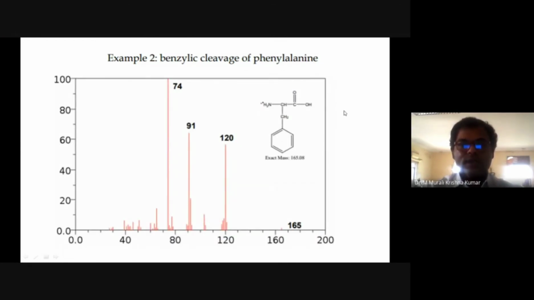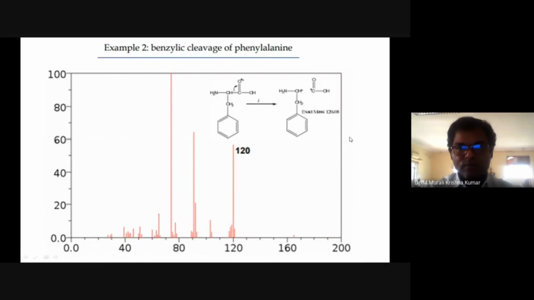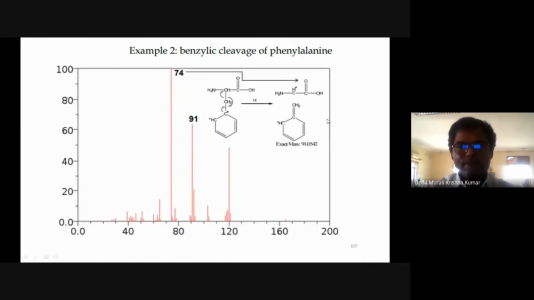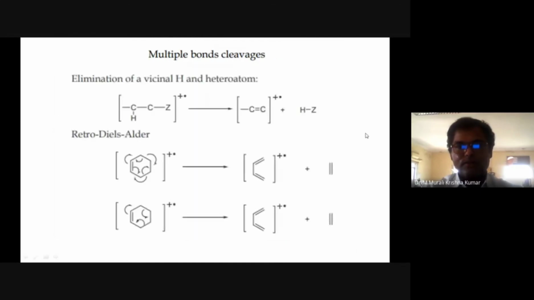So this is phenylalanine. In the case of phenylalanine also, you will see formation of 91, but here 74 is also seen. So this is 120. First, because we have a carboxylic acid, it will be cleaved, meaning a 45 unit is removed, and then cleavage will happen so that 91 is formed. It is like that.